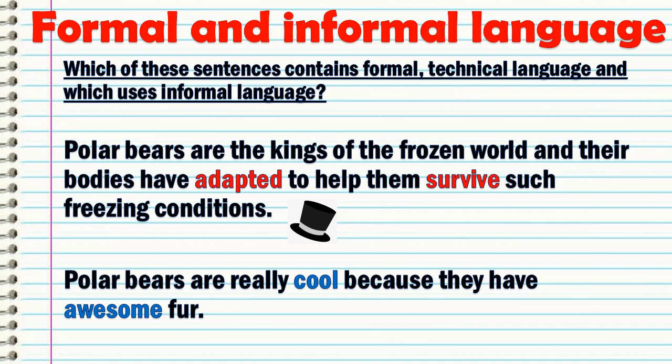So there's our little top hat that goes with the first sentence. That's our formal sentence. And I've highlighted the technical language in the sentence that makes it formal. So the words adapted and survive, they are formal technical language, which means they are subject specific. We use them because they help us to explain more about our subject. So the word adapted means to change, but it's a more technical word. Our second sentence has the words cool and awesome in there, the type of words you probably chat to your friends about if you were talking about polar bears, so they're really cool, but they're not the sort of language that we would use in a report where we need to use formal language.